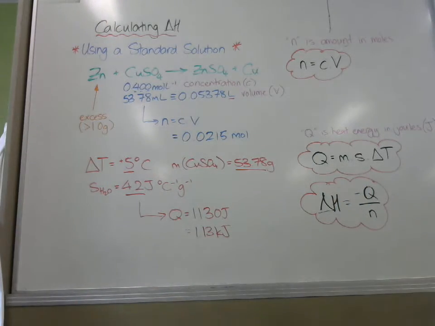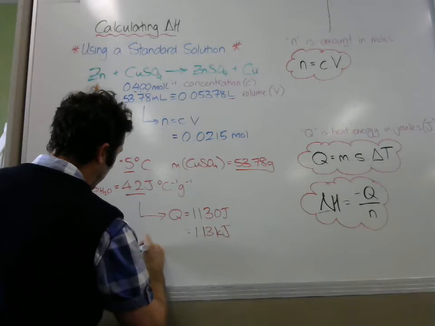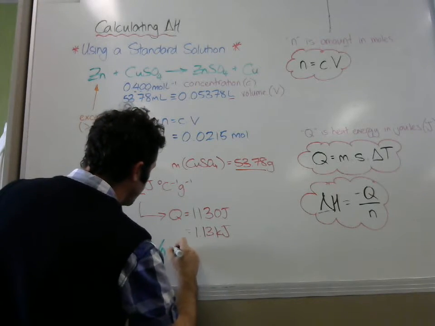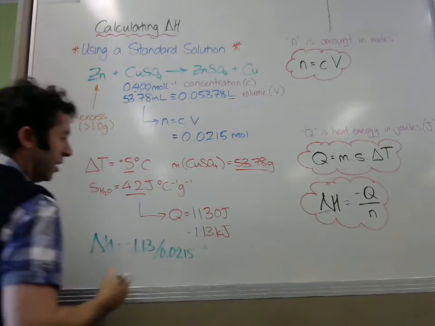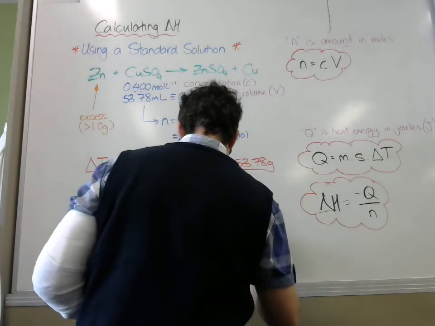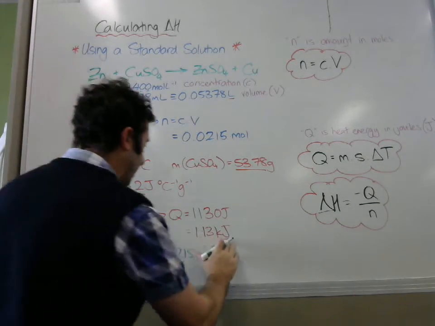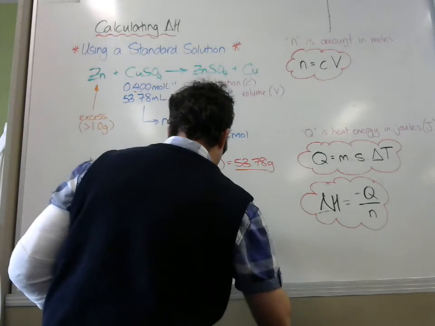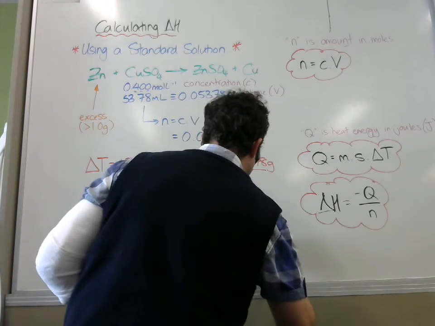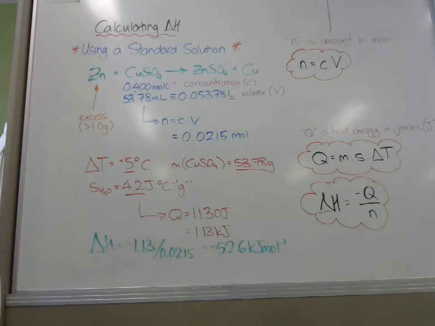So I go negative 1.13 divided by 0.0215. Negative 52.55. Negative 52.6 kilojoules per mole.